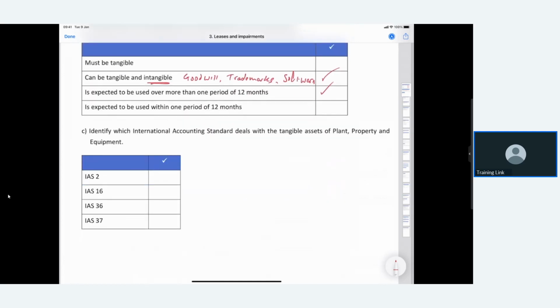C then, identify which international accounting standard deals with tangible assets, so property, plant and equipment. If you did level 2 or level 3, you may actually be familiar with this one already. It would be IAS 16. I think IAS 2 is inventory. IAS 16, property, plant and equipment.